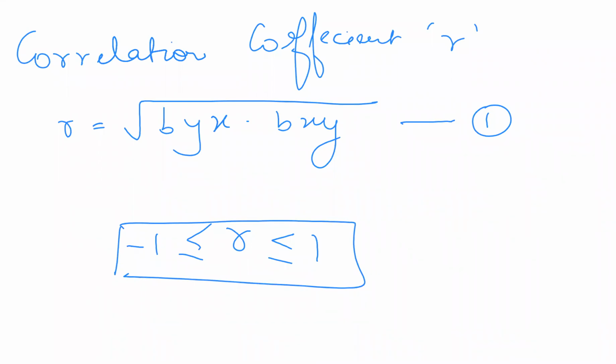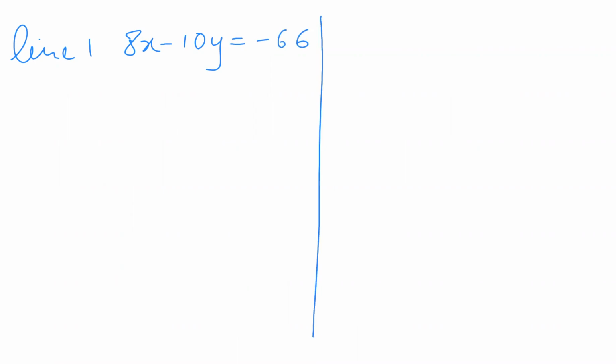So we'll start with that procedure. There are two lines given to you, two regression equations. So we'll write line 1, that is 8x minus 10y is equal to minus 66. And we also have line 2, which is 40x minus 18y is equal to 214. Line 1 and line 2.